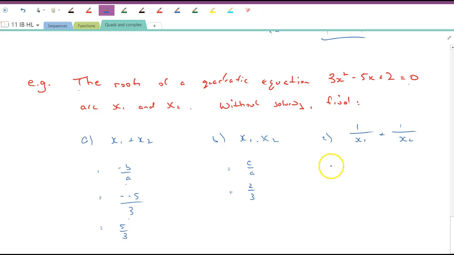All right, what about this one here? It says 1 over x1 plus 1 over x2. Here, like we would do with any fraction, we combine them to a common denominator of x1 x2. On top we'll end up with x2 plus x1, so we end up with sum over product. So we end up with 5/3 up here, 2/3 here, which when you multiply top and bottom by 3 is 5 over 2.